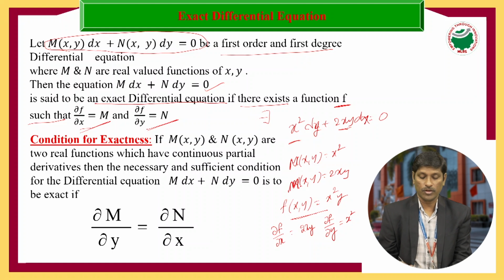Here, if you see what we said, ∂f/∂x is equal to M. M is nothing but 2xy, as per the problem, and N is nothing but x square. So ∂f/∂x is equal to M and ∂f/∂y is equal to N.